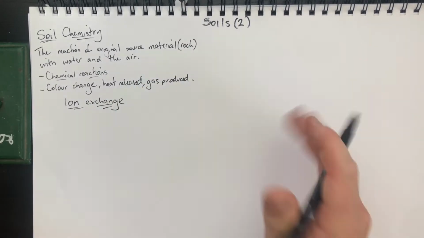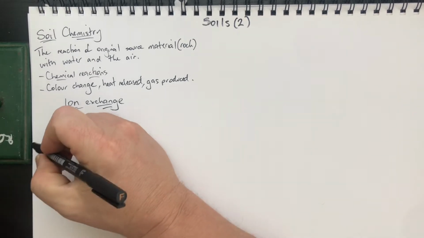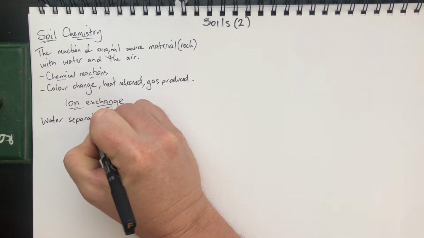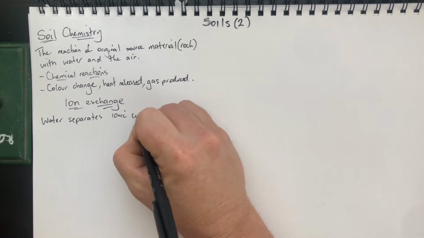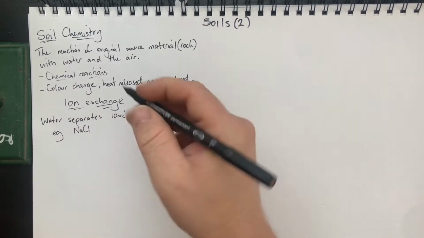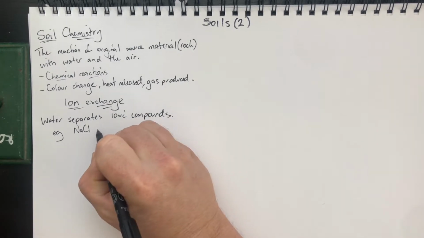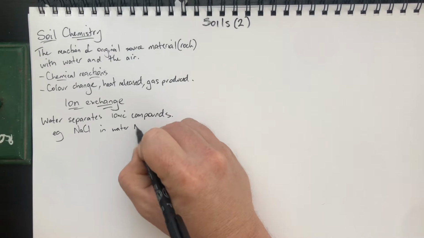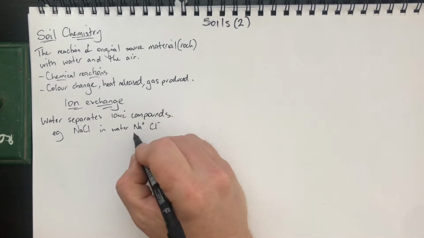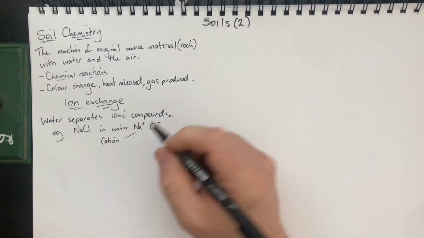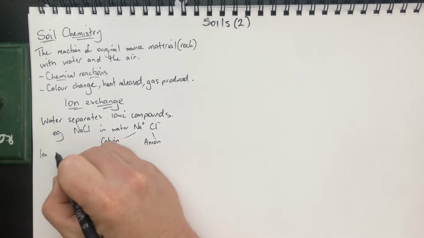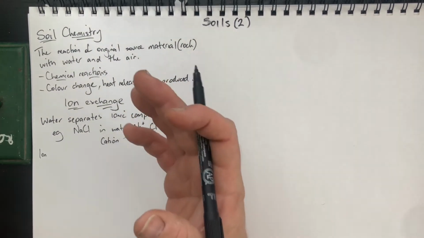This happens in soil, and as you know, when you have an ionic compound, it separates in water. For example, salt, sodium chloride, in water separates into its 2 ions, a sodium ion and a chloride ion. We generally call these a cation and an anion. So ion exchange is the movement of some of these positive cations and ions through the soil.